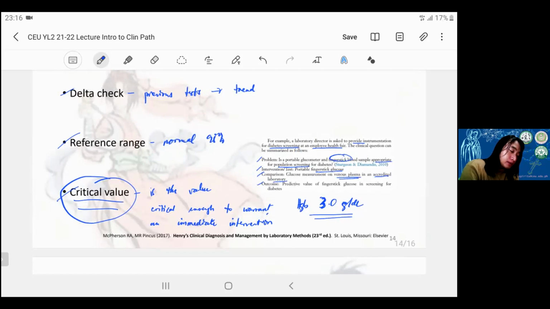And then the outcome: if there is no significant difference between the values of these tests, then we know that finger stick blood sample is enough for the diabetes screening in this employee health fair. But if there is significant difference between the two tests, then you know that you can't use your finger stick blood sample in the employee health fair. Or if you are going to use it, you have to establish new reference values for this test.